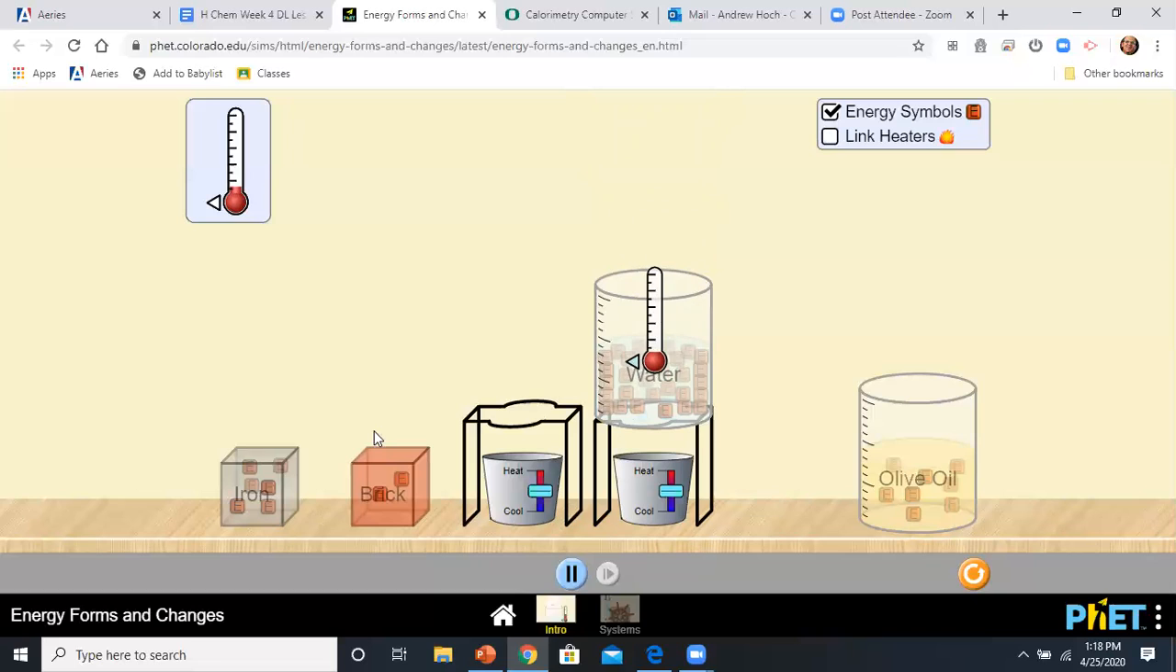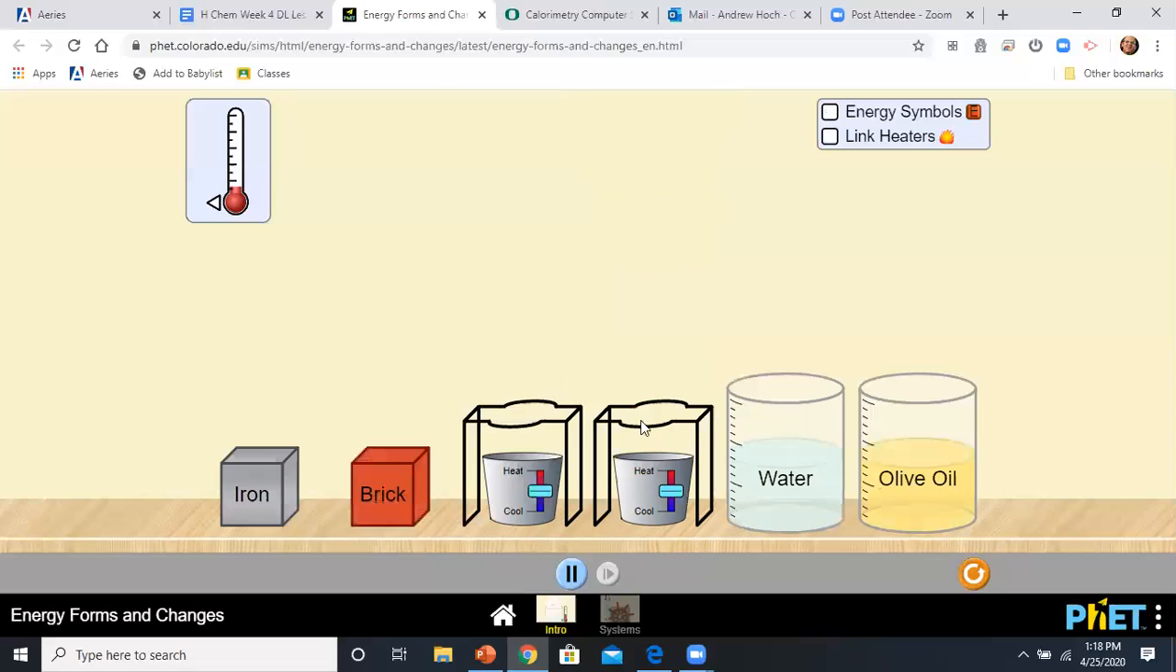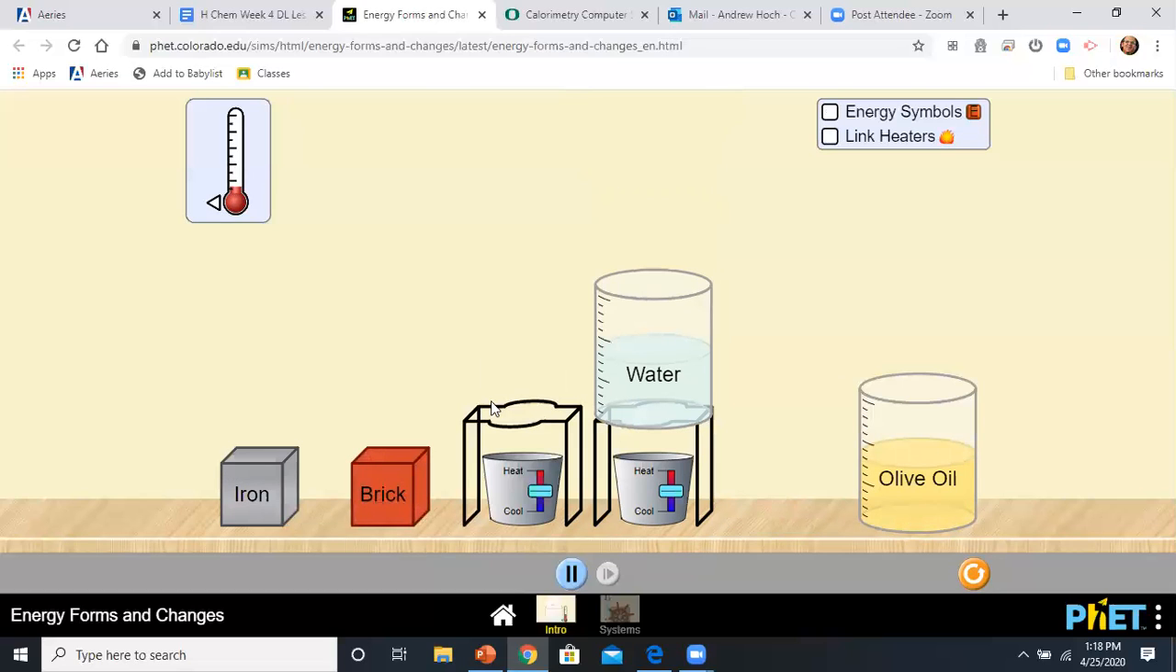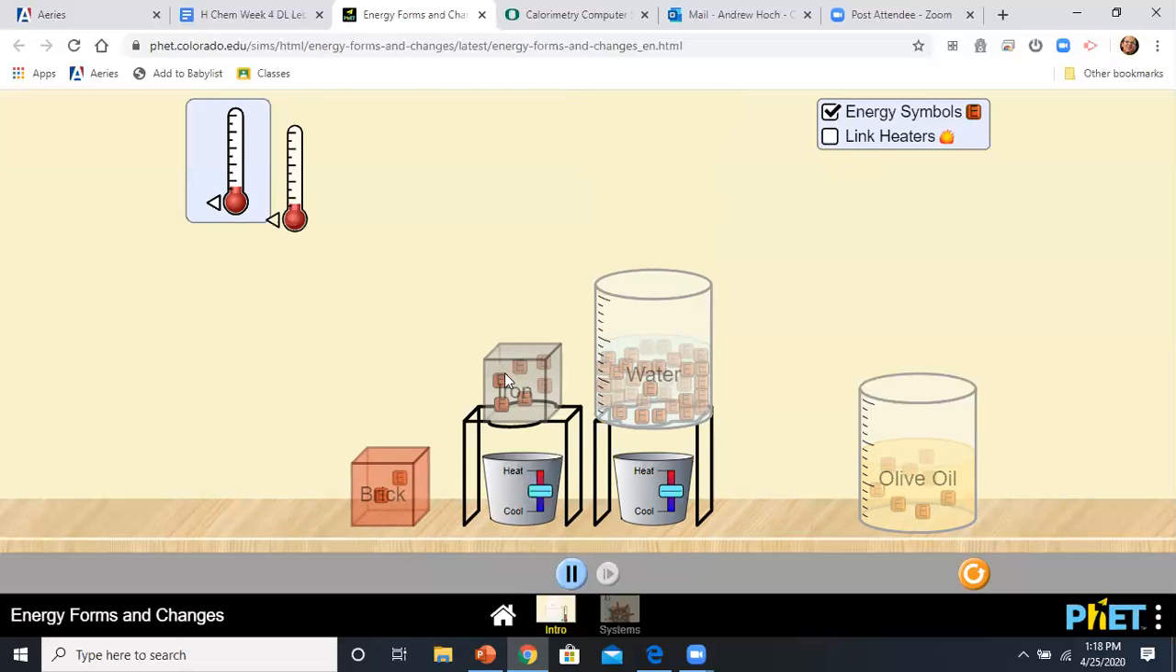Now, I'm actually going to reset these both. And I'm going to put water and iron on these together. Now, I'm going to show the energy symbols. I'm also going to add thermometers on both of these, okay? So I can take this thermometer here, I'm going to put a thermometer in water, and I'm going to link these heaters together. So just watch what happens when I heat these things up at the same time, and take a look to see which one is going to increase in energy absorbance faster, as well as which is increasing the temperature quicker. So watch what's going on here.